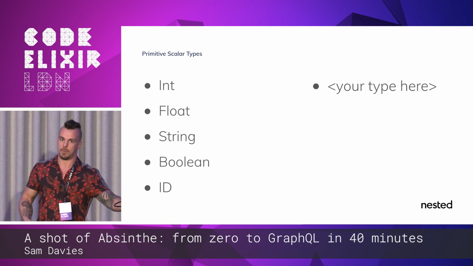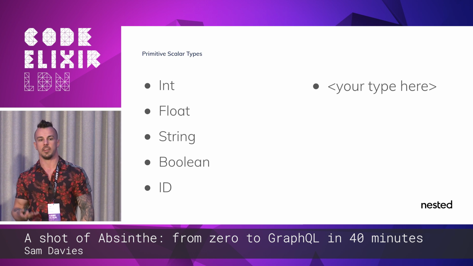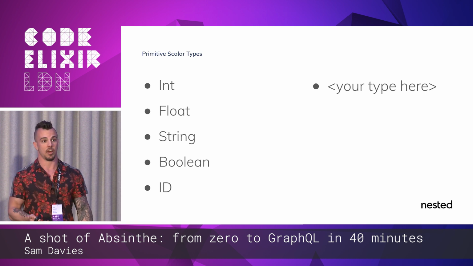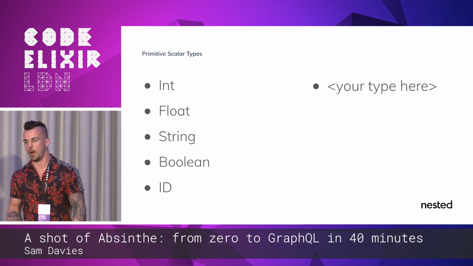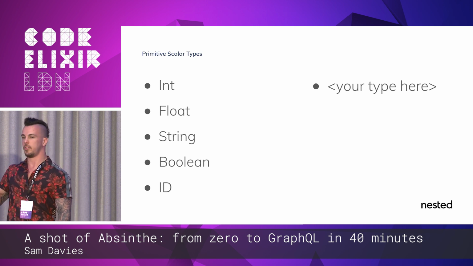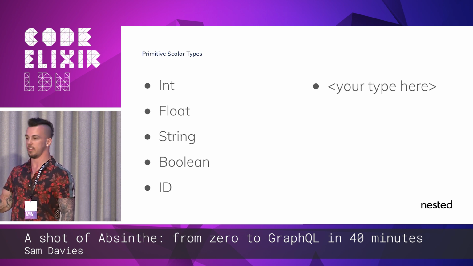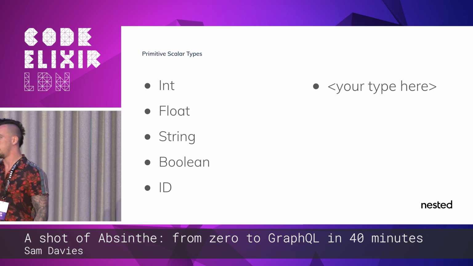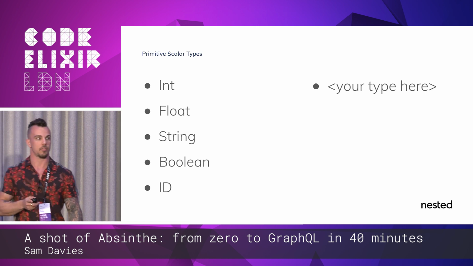It seems pretty Spartan, but you can very easily create your own scalar types. So one thing you might, can anybody think of something that's obviously missing from here that you might need? Yeah. Dates, great one. Anybody else?